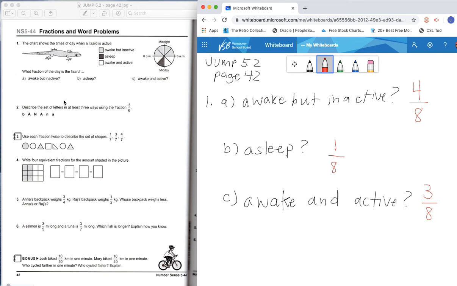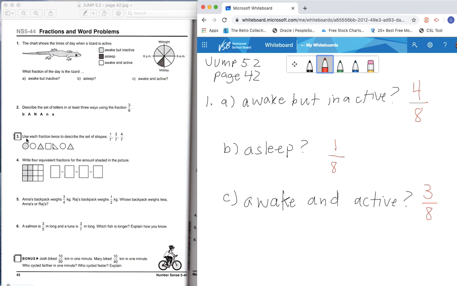For number two, describe the set of letters in at least 3 ways using the fraction 3/6. So for example, one of them could be 3/6 of the letters are uppercase. Okay, so A and A are uppercase. So that's what it means. Okay, I gave you one already. So you got to find another 2, and you're going to write it here and number them, please.